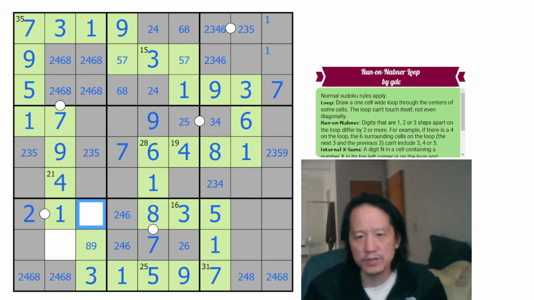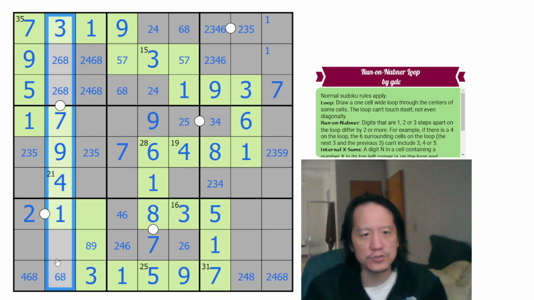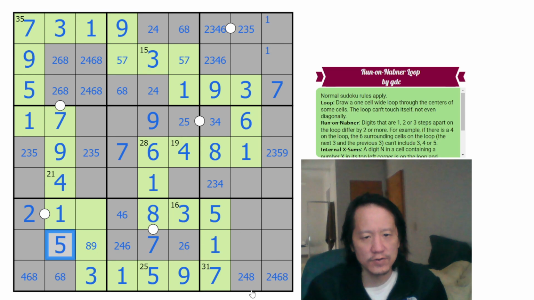This has to go this way. So this is not on the loop. This is 1 and 2, so this can't be 2. This can't be 2, and this can't be 2 or 4. These can't be 4. We have a 2, 6, 8 triplet now in column 2, which eliminates 2, 6, and 8 from the rest of the column. Therefore, this is a 5.